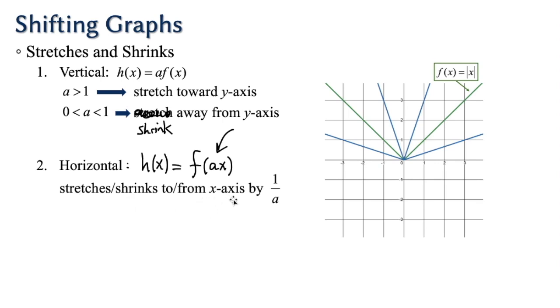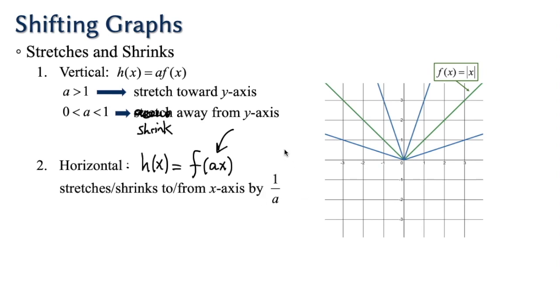So it either gets closer to the x-axis, more horizontal, that'll be a stretch, or it'll shrink away from the x-axis, become less horizontal. But it always does it by the reciprocal amount. So if this a value here was, say, a 5, then it's going to be shrinking away because it's moving away at 1/5. Likewise, if the number a here was 1/2, then it would be stretching, because it behaves as a reciprocal, so 1/2 would be like a 2. So it's kind of an opposite feel.